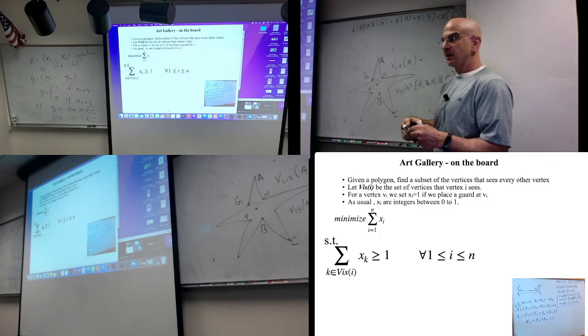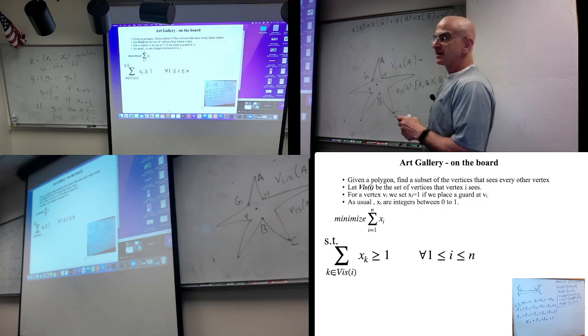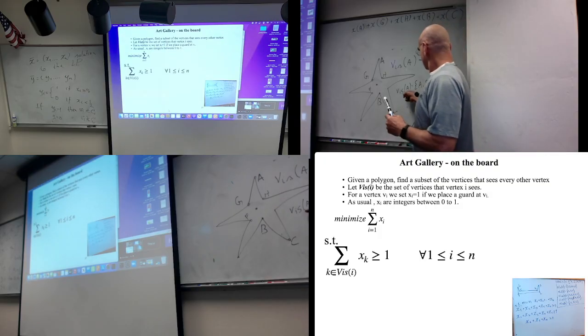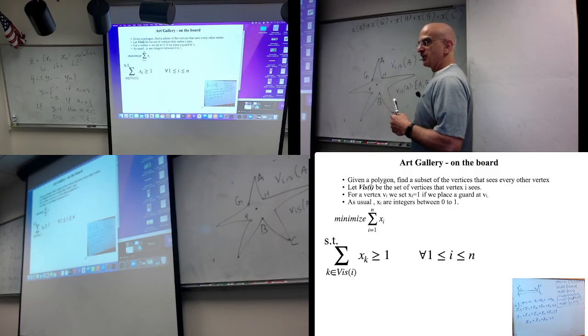What do you know about this sum? If I did find a set that sees everything at least once, you can see all these vertices from A. These are the vertices that A sees, which is in turn all the vertices that see A. And that's an exclusive list. There is nobody else that sees A among the vertices.